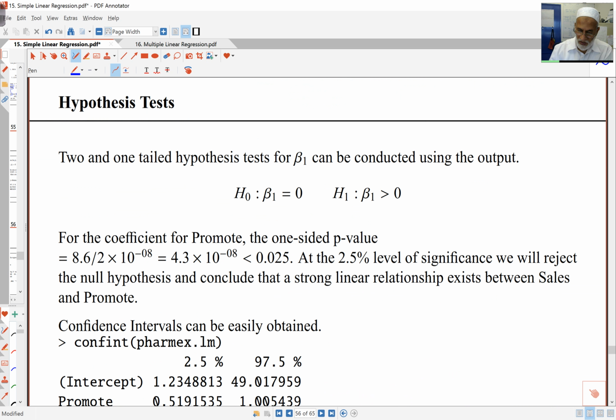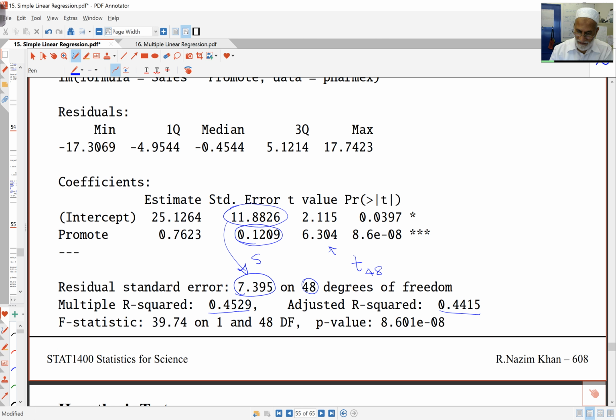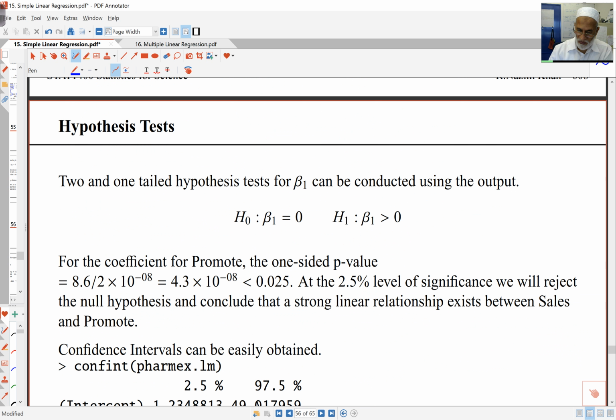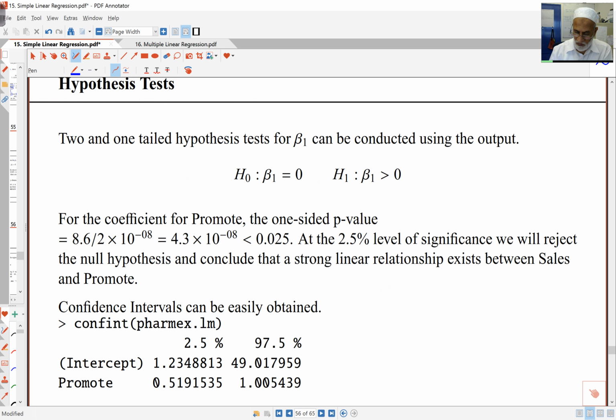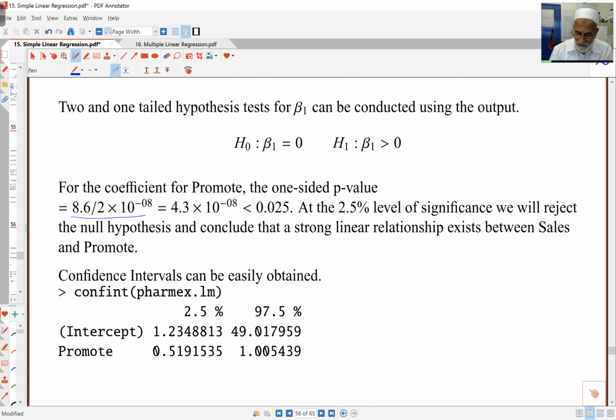Hypothesis test. Because I actually have t values here, these are always two-tailed, two-sided hypothesis tests. For the two-tailed test, I can go ahead and do it as before. For the one-sided, I will simply halve the p-value as we did before. The confidence intervals you can work out fairly easily. There's a command called confint, and you can put in the actual linear model you fitted.